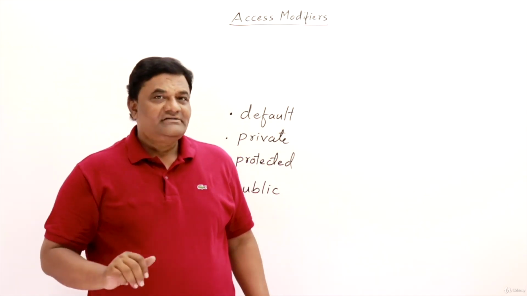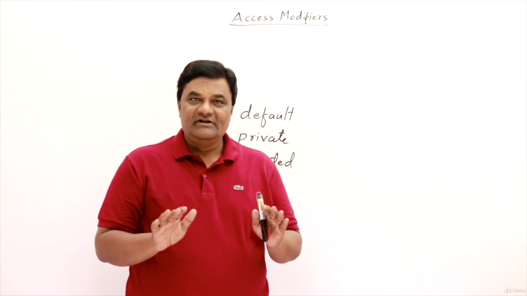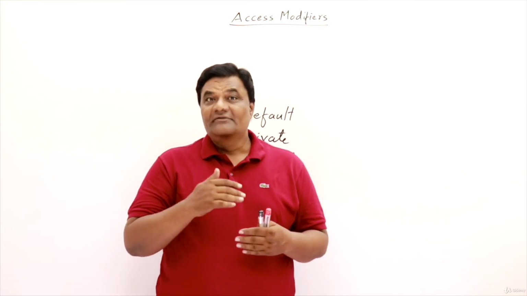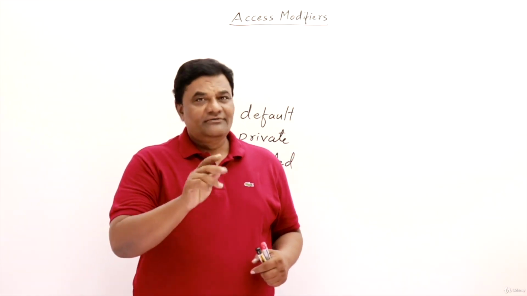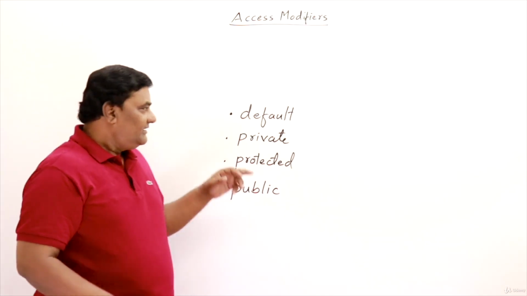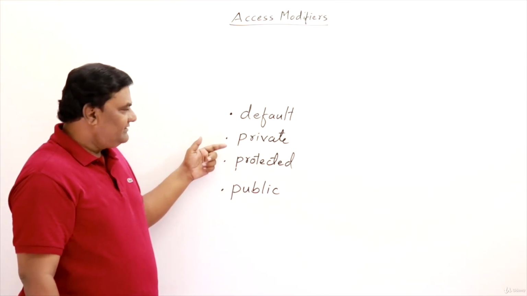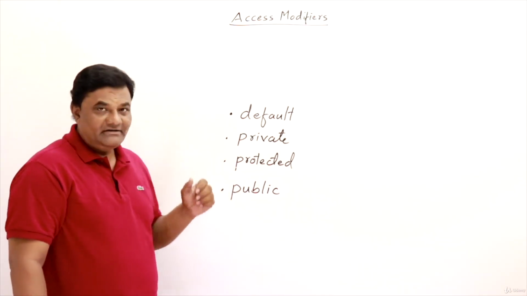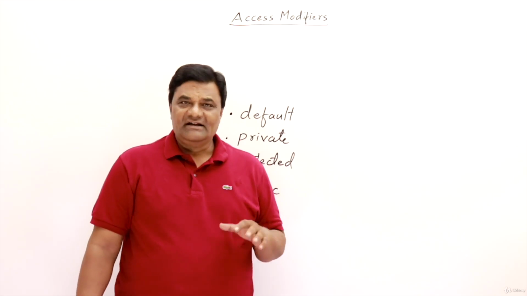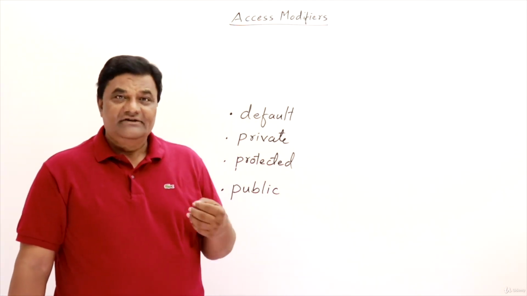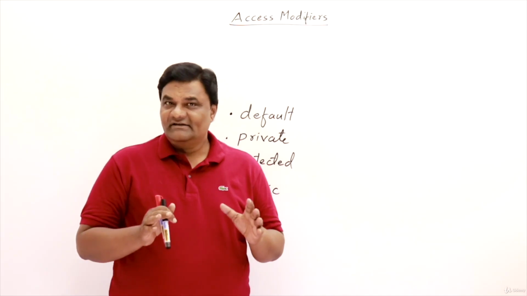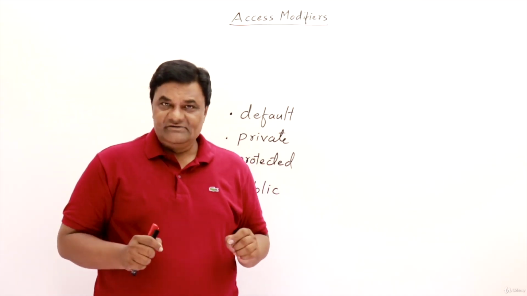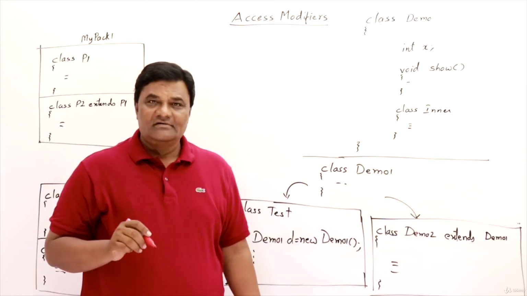Access modifiers are used for specifying the access level or visibility of the members of a class. There are four types of modifiers: default, private, protected, and public. These four modifiers have different roles and different usage, so we'll study them in detail. For understanding them, we should know a few important things. So let us learn about them.